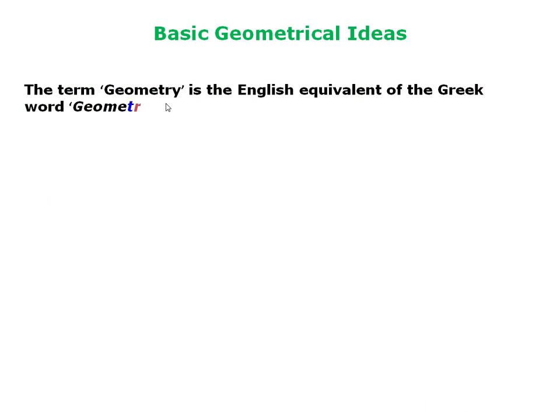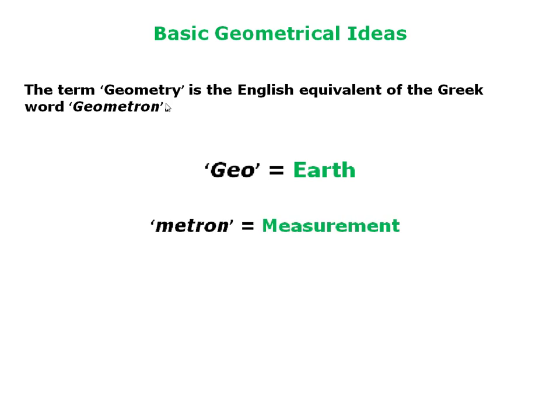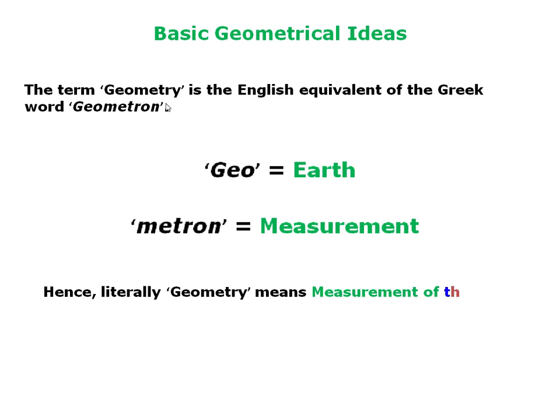The term geometry is the English equivalent of the Greek word geometron. Geo means the earth and metron means measurement. That means geometry has been derived from the Greek word geometron. Geo means earth and metron means measurement. So literally the meaning of geometry is measurement of the earth.